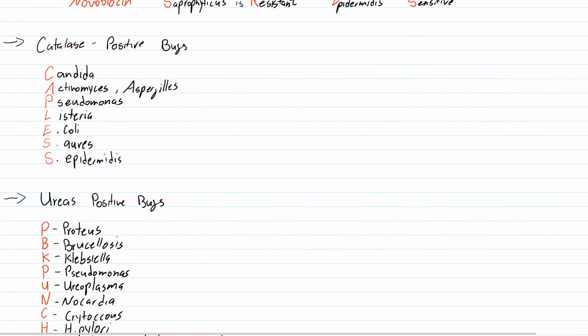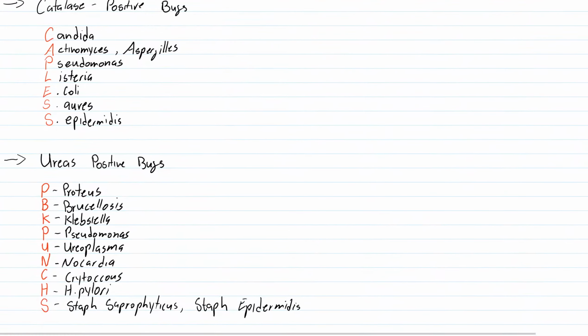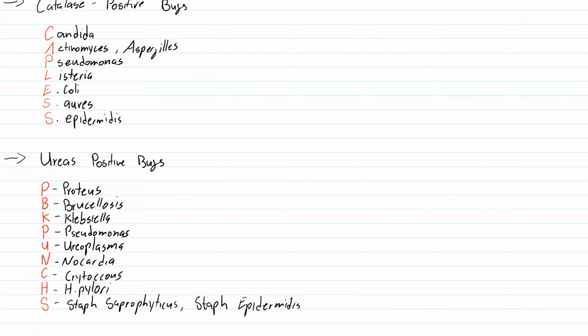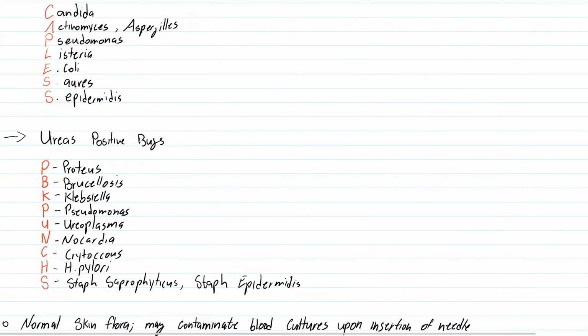It's also a urease positive bug, and I like to use the mnemonic PUNCHES. That's PBKPUNCHS. P stands for Proteus, B for Brucella, K for Klebsiella, P for Pseudomonas, U for Ureaplasma, N for Nocardia, C for Cryptococcus, H for H. pylori, S for Staph saprophyticus, and Staph epidermidis.